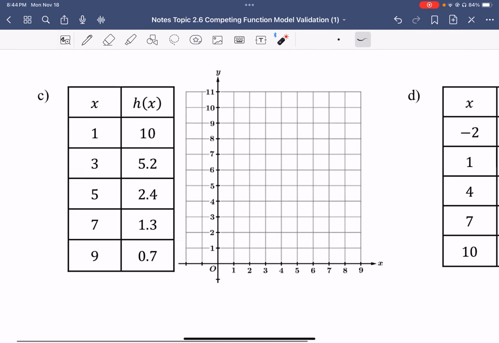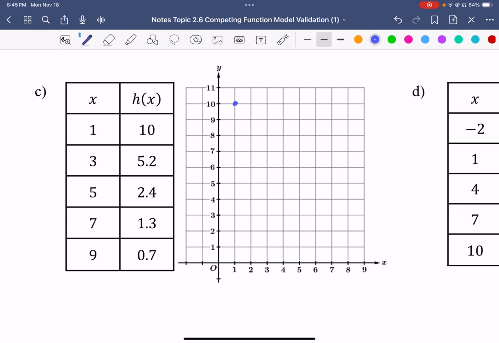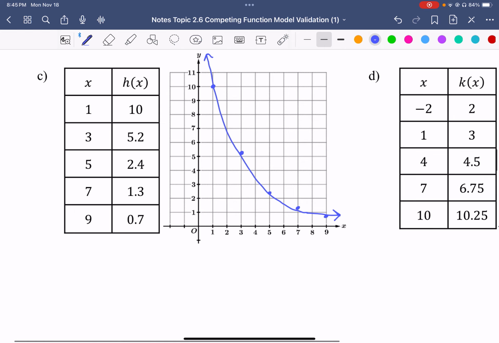Now let's move on to letter C. We have (1, 10), (3, 5.2), (5, 2.4), (7, 1.3), and (9, 0.7). Okay, so I'm looking at this and it does look a little curvy. It wouldn't make sense to make a straight line like this when I do see that it could be a little bit more curvy, like so. And I can see that this would best be modeled by an exponential function. And more specifically, this is exponential decay because it's decreasing.